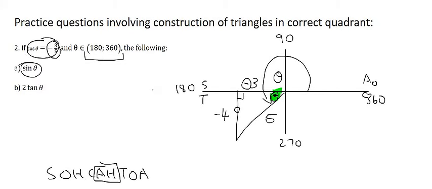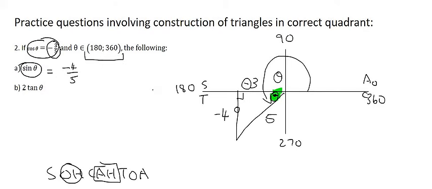The first question asks us to find sin theta. Now, sin theta is opposite over hypotenuse, and so the opposite is minus 4, and the hypotenuse is 5. And that's that answer. B is asking us for 2 times tan theta.